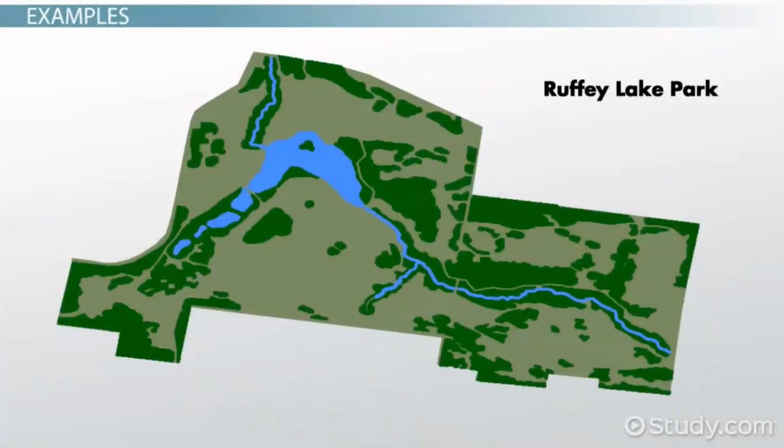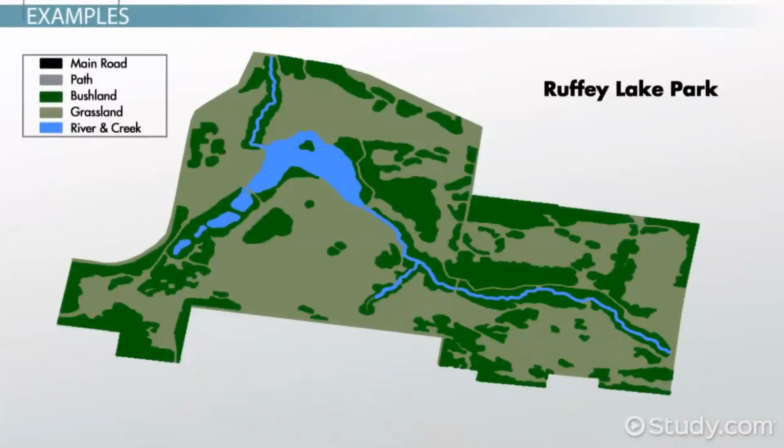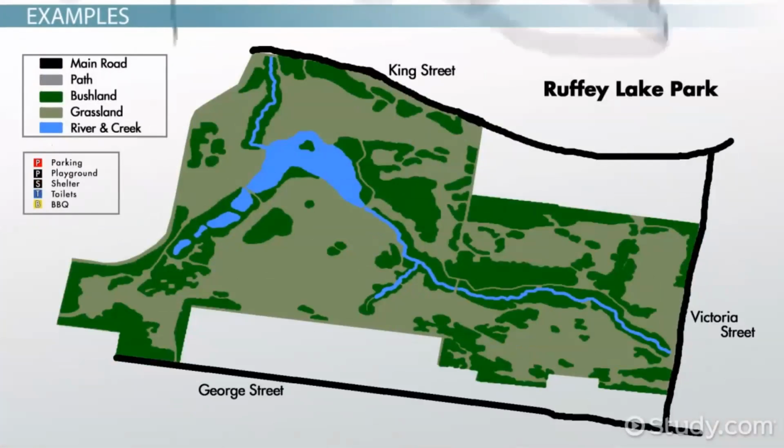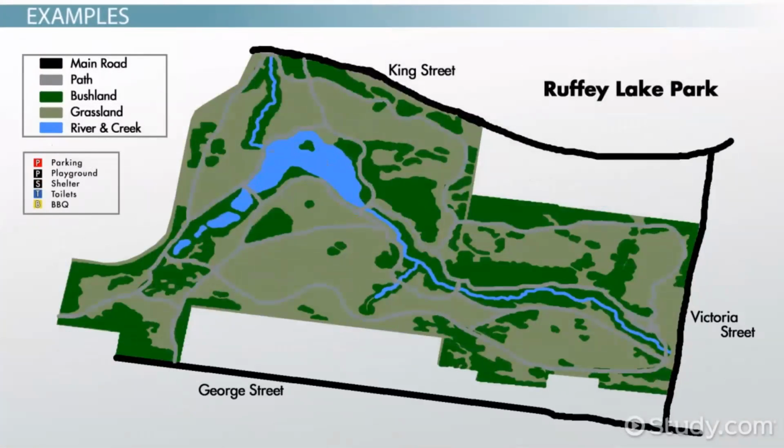Here is a map of Ruffy Lake Park in Melbourne, Australia. The 2 boxes in the upper left corner are the map keys. By looking at the keys, you can see clearly where the roads, grassy areas, rivers, and pathways are. There are also different icons used to show you the location of playgrounds, barbecues, parking areas, shelters, and toilets. Without the key to explain what the icons mean, the map wouldn't make a lot of sense.